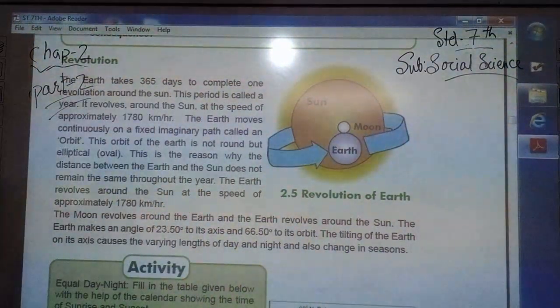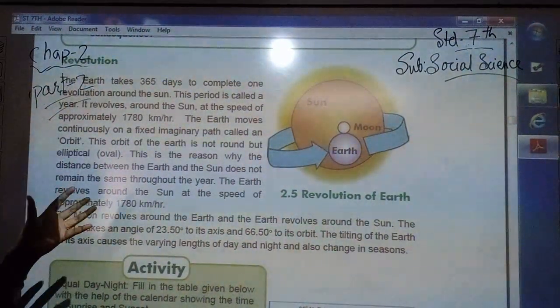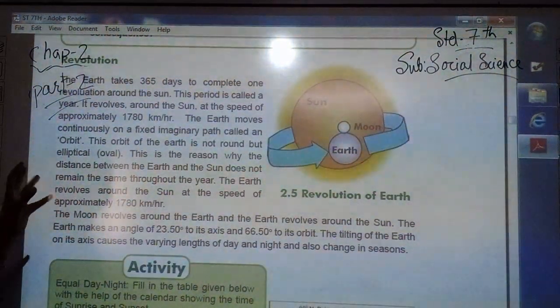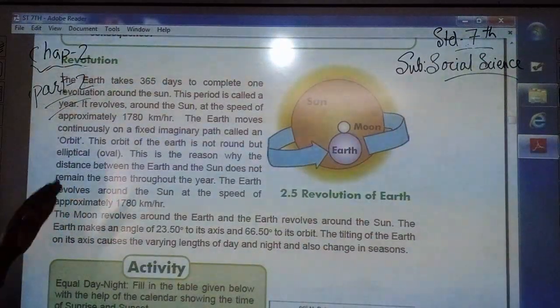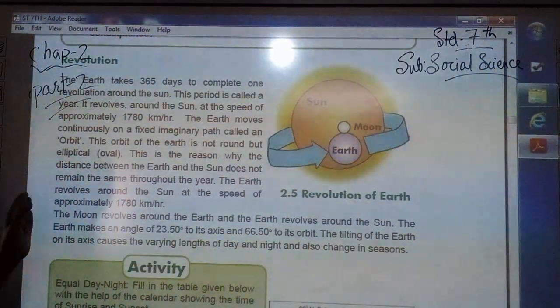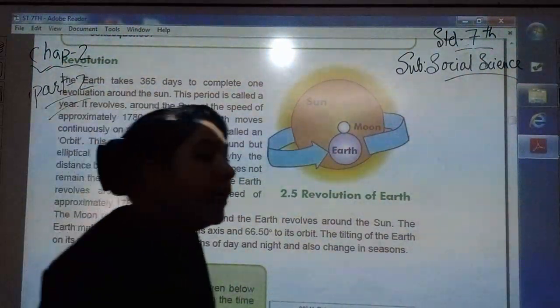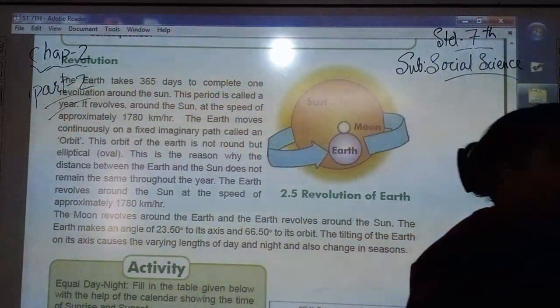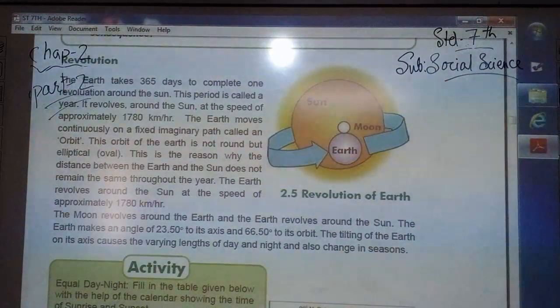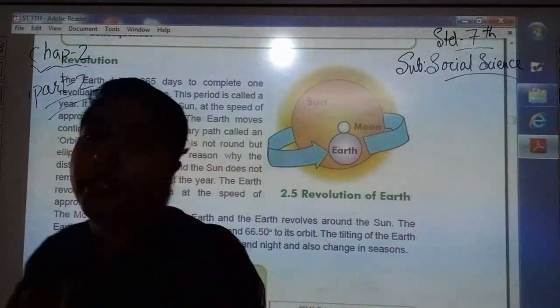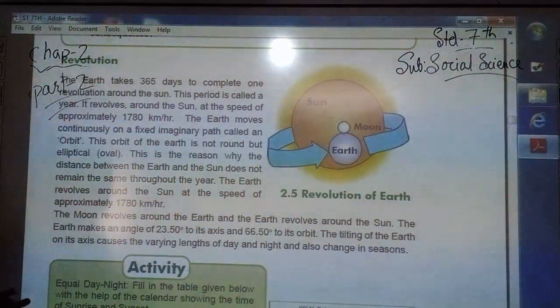Now, what is the shape of the sun? The shape of the sun is oval, we can say. This is the reason why the distance between the earth and the sun does not remain the same throughout the year. और शायद यही रीजन है कि धरती और सूर्य का जो तापमान है, वो एक ही डिस्टेंस पे नहीं होता है. It's a little far, a little close, that's why we get summer, winter, and many other reasons are there.